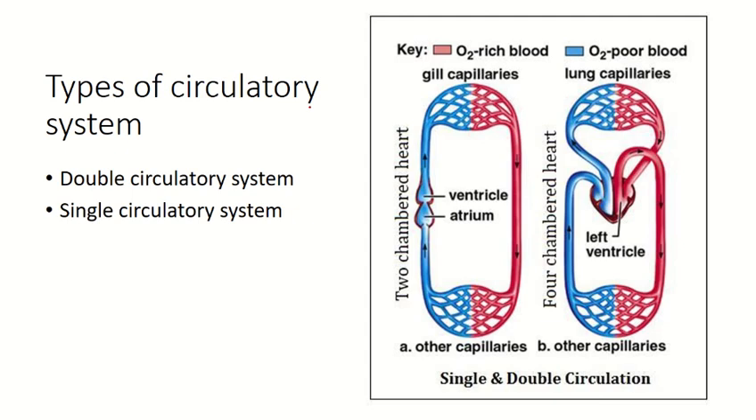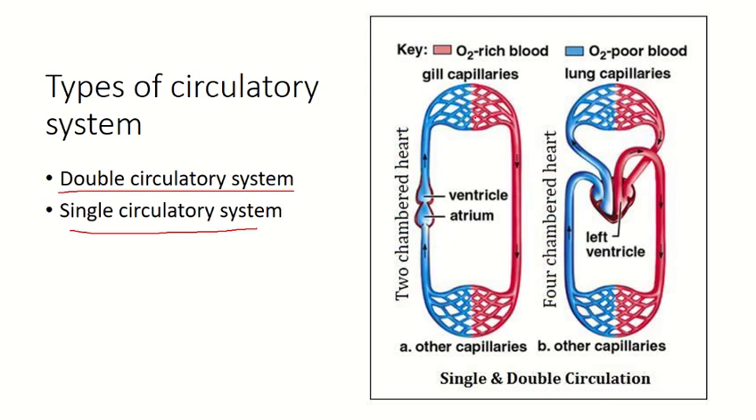It means in our body the blood circulates in two ways. Okay, so I will explain one by one. The first one is called the double circulatory system and the second one is called the single circulatory system. Let us study the first diagram.